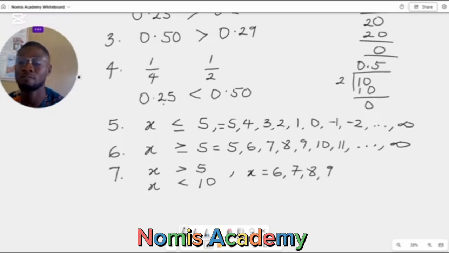Are you getting it now? So these are the values of x here. x is greater than 5 and is less than 10. So the values of x then are 6, 7, 8, and 9.